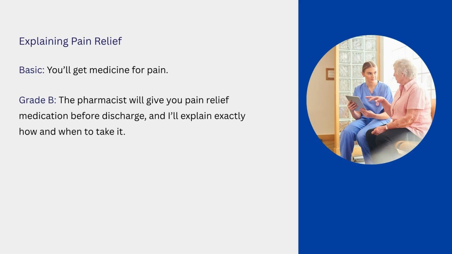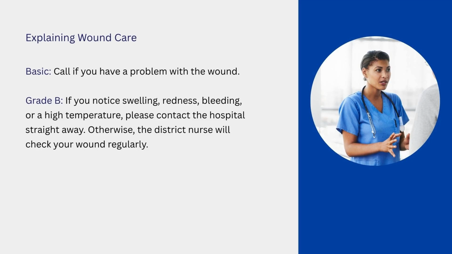Explaining pain relief. Basic: You'll get medicine for pain. Grade B: The pharmacist will give you pain relief medication before discharge, and I'll explain exactly how and when to take it. Explaining wound care. Basic: Call if you have a problem with the wound. Grade B: If you notice swelling, redness, bleeding, or high temperature, please contact the hospital straight away. Otherwise, the district nurse will check your wound regularly.